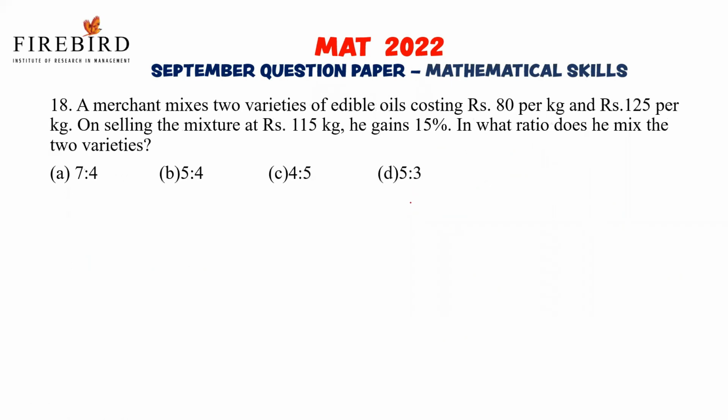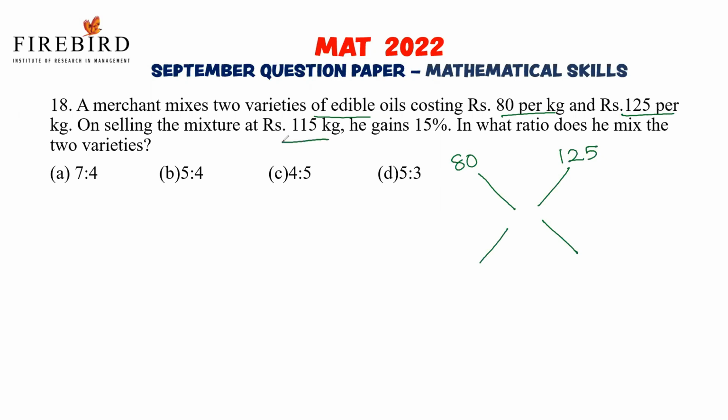A merchant mixes mixtures. If I see a term like mixtures, then I'll come to know it is a question based on alligation and mixture. There is a difference between the previous question and this question, but the same X method you are going to follow. A merchant mixes two varieties of edible oil costing rupees 80 per kg and rupees 125 per kg. The lowest value is 80, you should enter here. The highest value is 125, you should enter here.